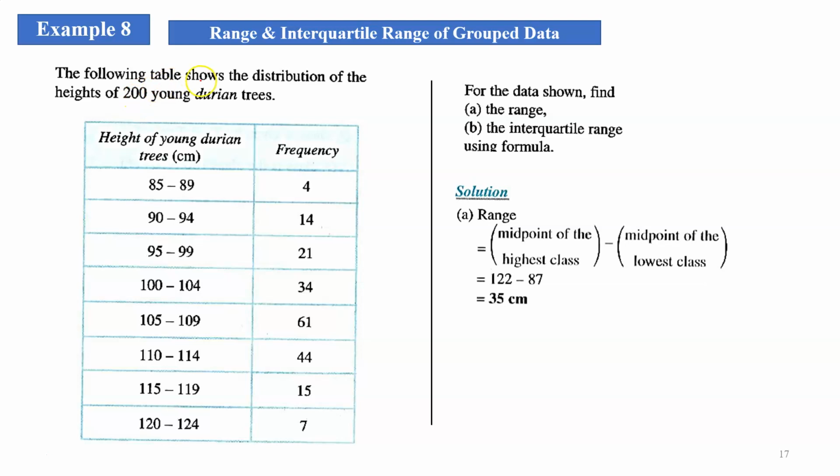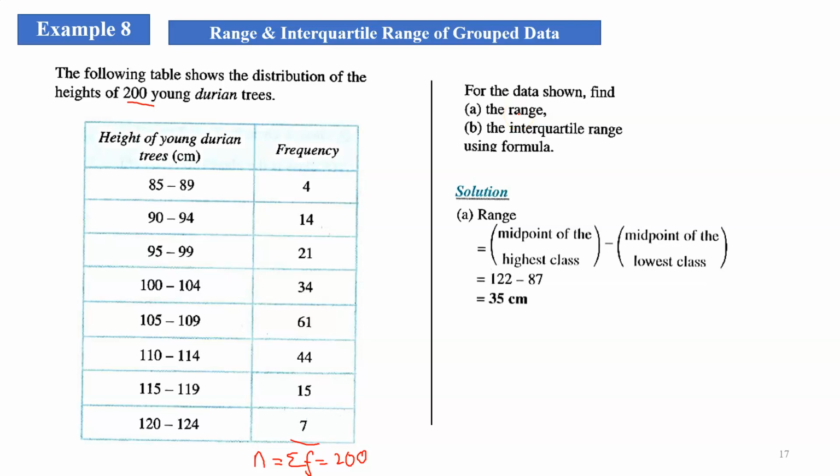You have the following table shows the distribution of the height of 200 young durian trees. Durian, pokok durian yang muda lah 200. Ada 200. How do I know 200? This one, the summation. The summation will be equal to 200. Ataupun this is actually your n lah. N actually.